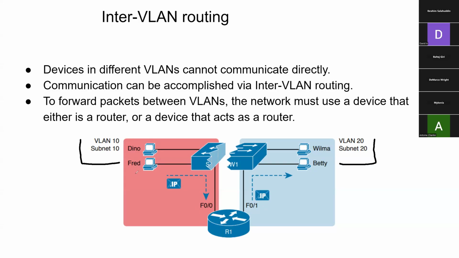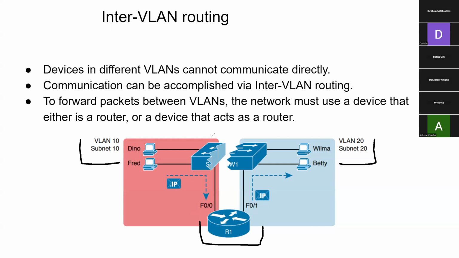So what Fred has to do is send a layer 3 packet over to this router, right? But let's remember what the router is doing. The router is meant to route packets between different networks. And we already know that Dino, Fred, Wilma, and Betty are on two separate networks.